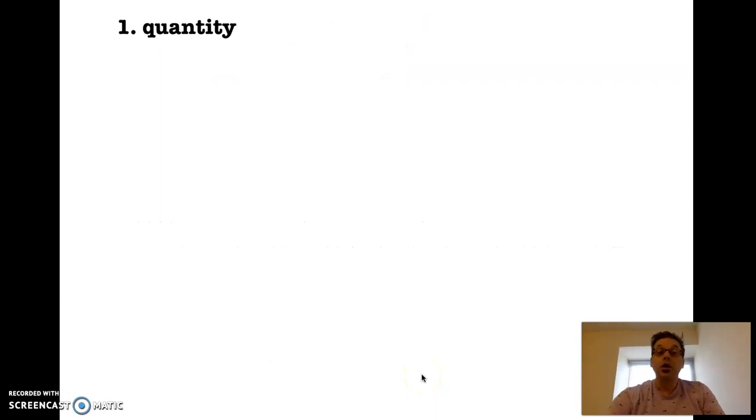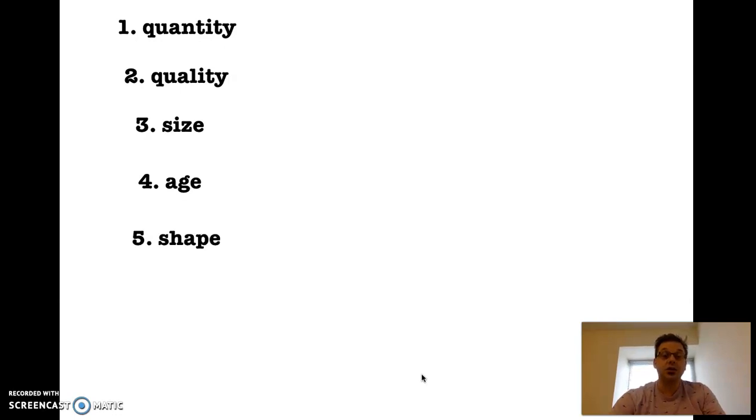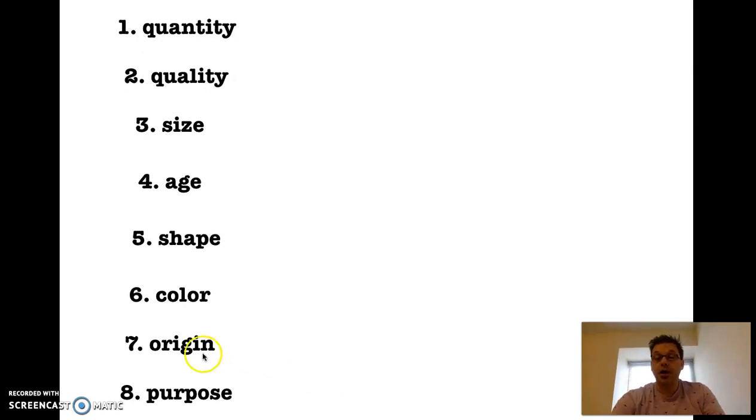Let's try some more. So we have, in order, quantity, quality, size, age, shape, color, origin, and purpose. Now for this spot here, number 7, people will call this spot different things. We also have the material that goes here as well.